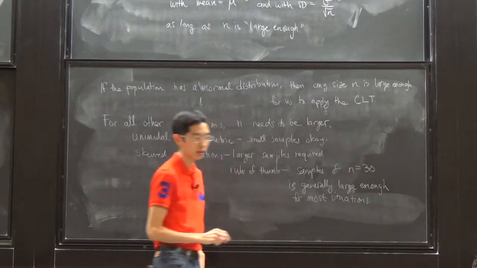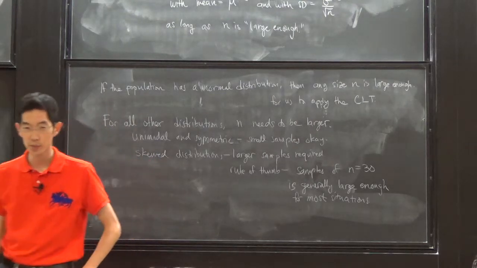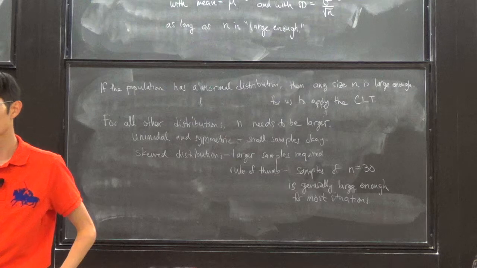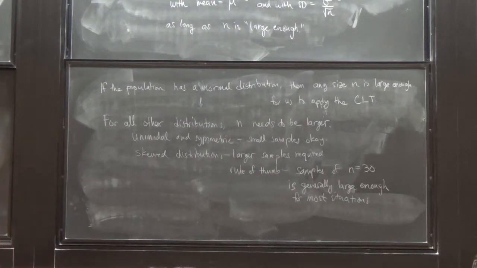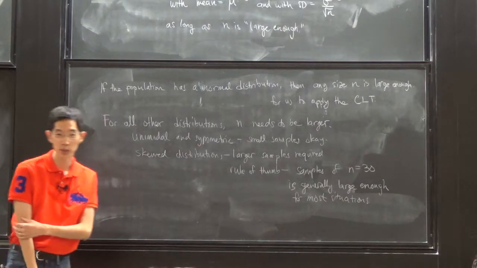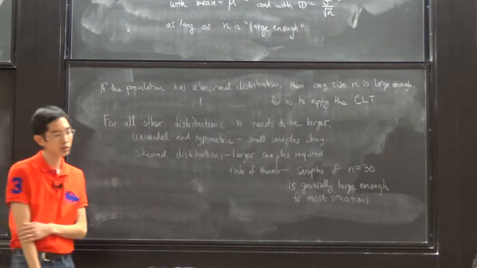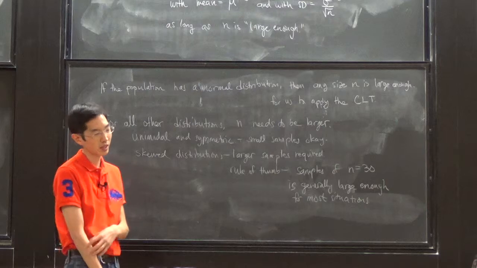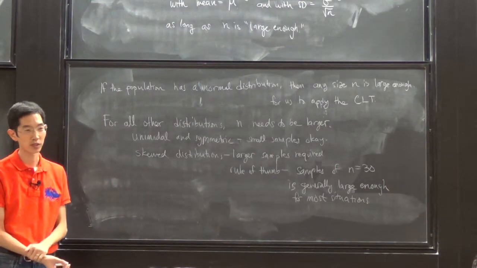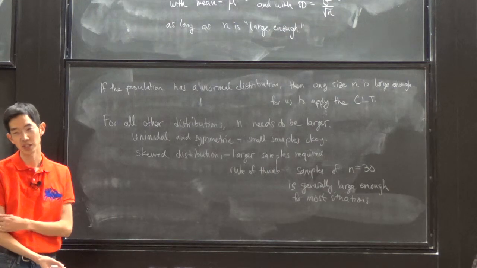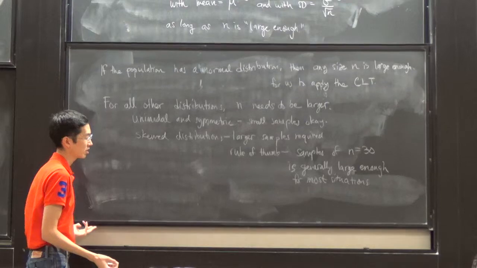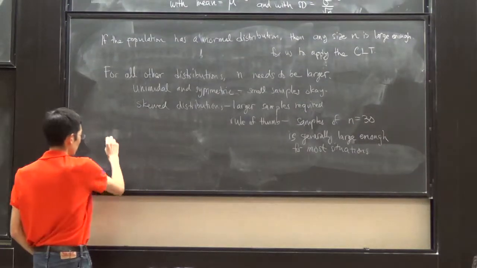But as you get more and more non-symmetric, or more and more skewed, you will need even larger samples. So if you have a very skewed distribution, samples of size 30 will still probably not be large enough. But for most things that we encounter, at least in the life sciences field, samples of size 30 will be generally large enough. Okay, generally large enough for most situations.